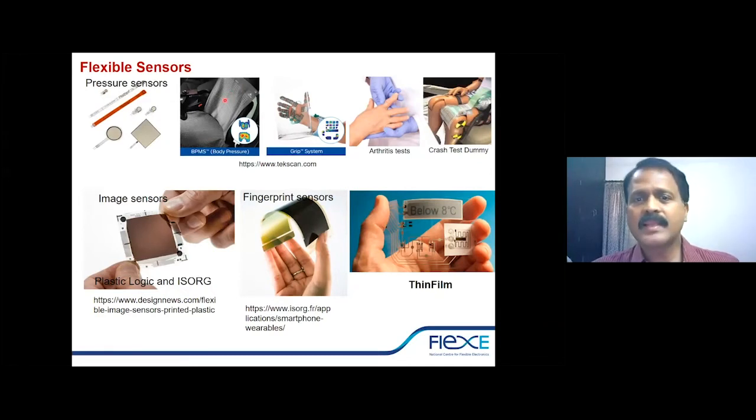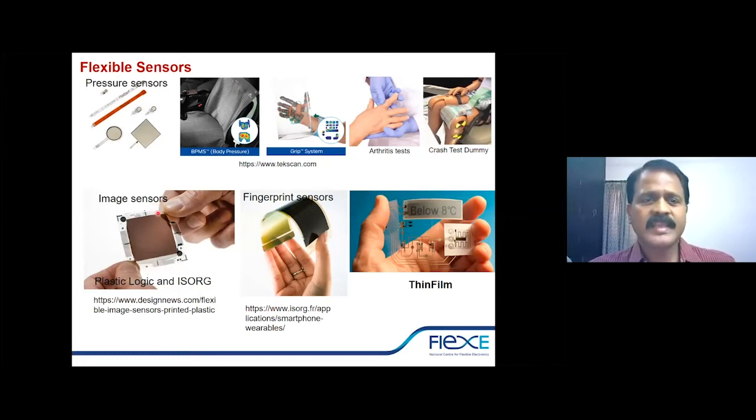And here is an example of designing grippers. And here is an example where it can be used for arthritis testing. And here is another example where it can be used for this crash test dummy, and so on and on and on.